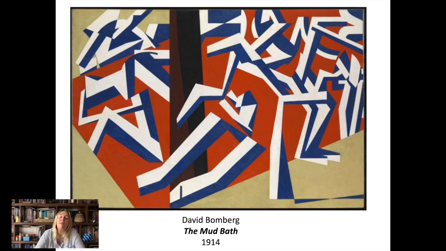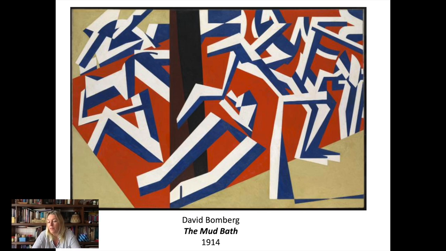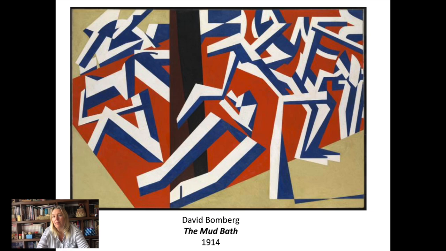But probably his best work from this period is called The Mud Bath, and apparently he was inspired by Jewish bathhouses, kind of ritual Jewish bathhouses, which his family, his friends, and also himself frequented when he was young. And what we have are, again, abstract shapes which could be recognized to resemble human forms. So people in a pool, bathing perhaps.